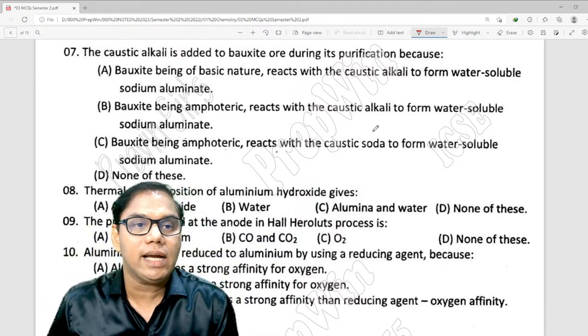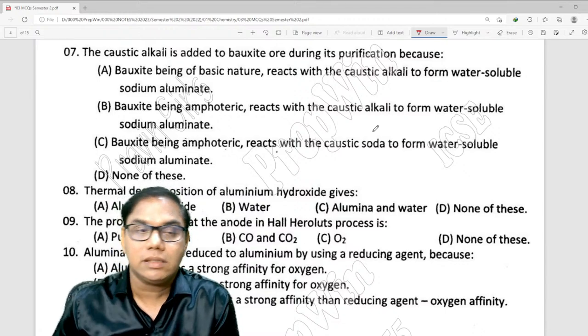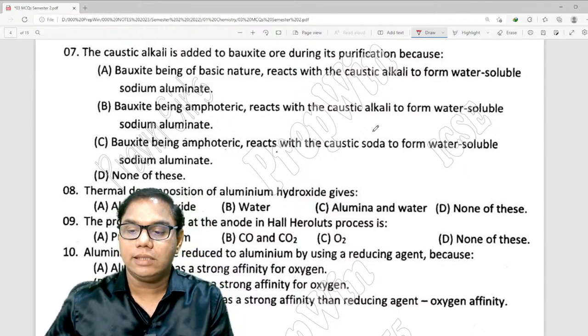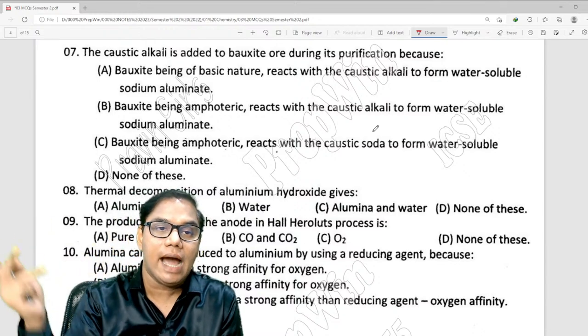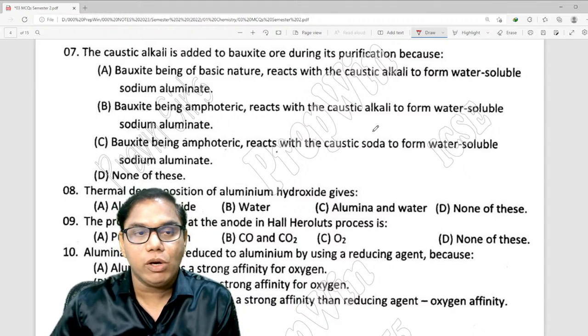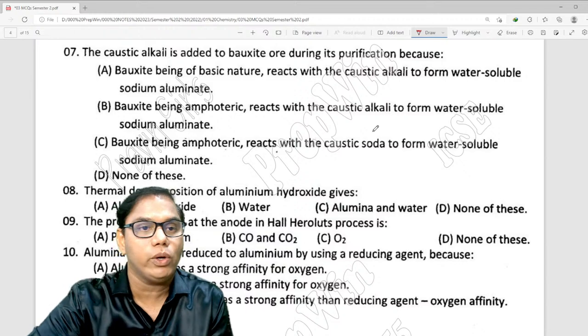Okay, the caustic alkali is added to bauxite ore. What is caustic alkali? Is it NaOH? Okay, it is added to bauxite ore. Reaction, three reactions. So, first wala reaction, right? Why is it added? This can be a 'due reason' question also. What is the answer? What do you think?